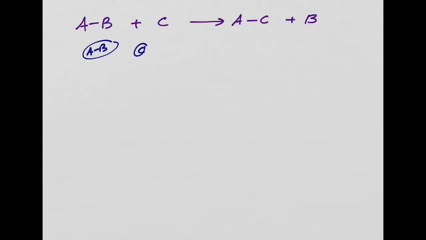Now let's build up on that a little bit. Let's say I have this reaction: AB plus C goes to AC plus B. Do you agree that the first thing that needs to happen is that AB needs to collide with C?